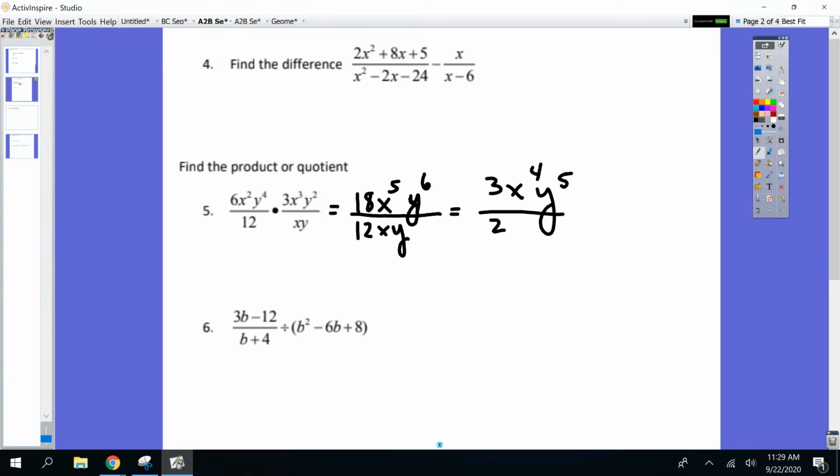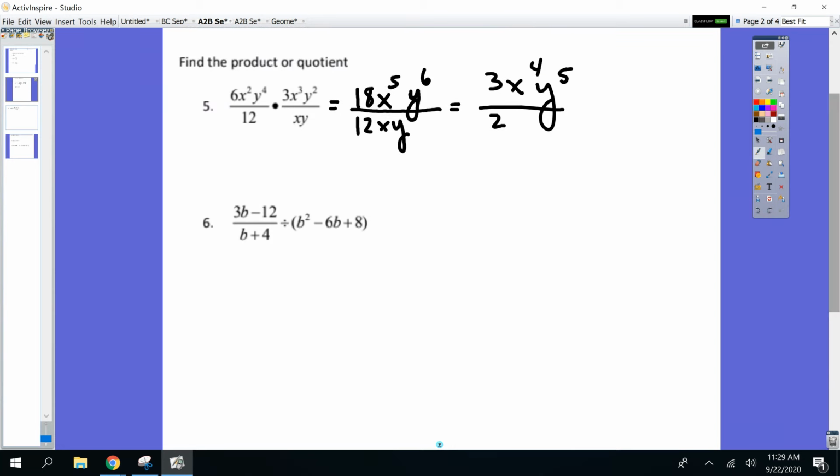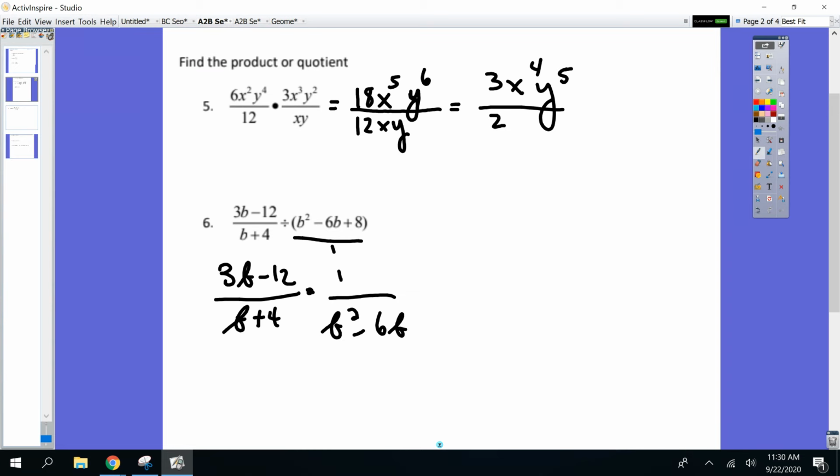We're on 6 now. So because we have to keep change flip, would there be a 1? And then flip it, so it would be 1 over that. Okay, let's do it right now. Division now. No common denominator. Keep the first. Change the second. Change the sign to multiplication, and now flip. But there's no fraction there to flip. Remember, it's over 1. So flip it. 1 over b squared minus 6b plus 8.